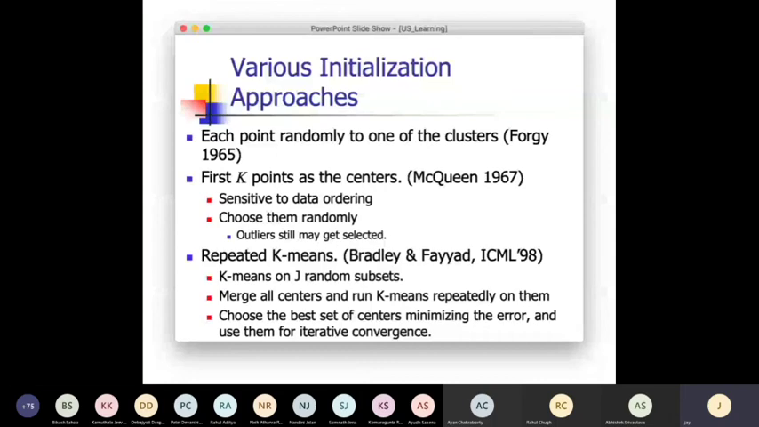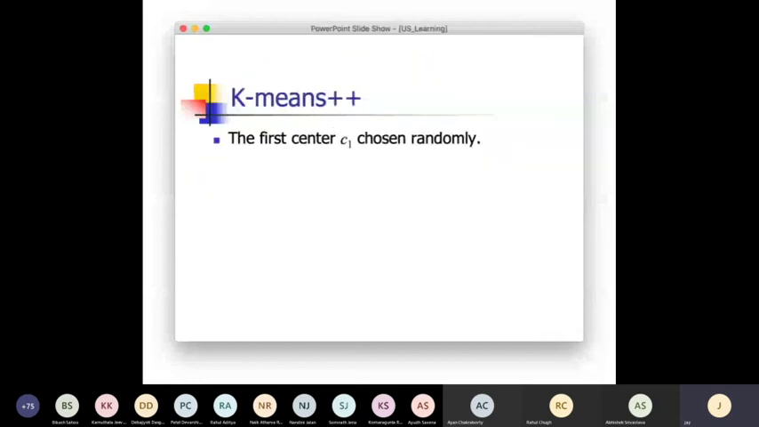There is another very popular algorithm called k-means plus plus, in which the initialization is done in a probabilistic way. Let me explain that. There are very interesting proofs and theoretical exercises. You may go through that paper and learn more about it.